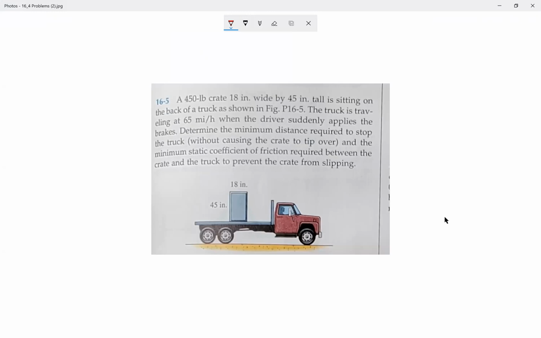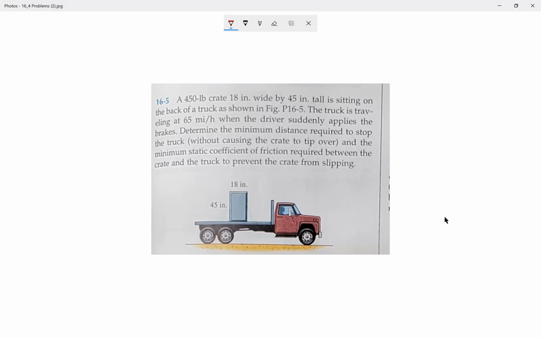This is problem 16-5. A 450-pound crate, 18 inches wide by 45 inches tall, is sitting on the back of a truck as shown in the figure below. The truck is traveling at 65 miles per hour when the driver suddenly applies the brakes. Determine the minimum distance required to stop the truck without causing the crate to tip over, and the minimum static coefficient of friction required between the crate and the truck to prevent the crate from slipping.